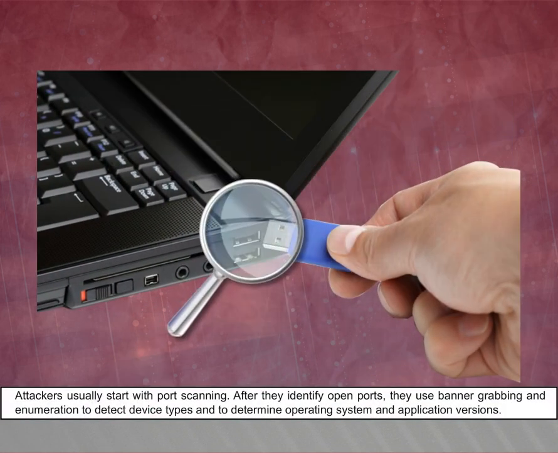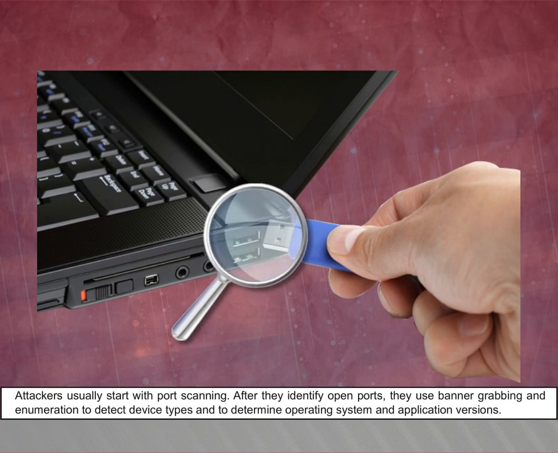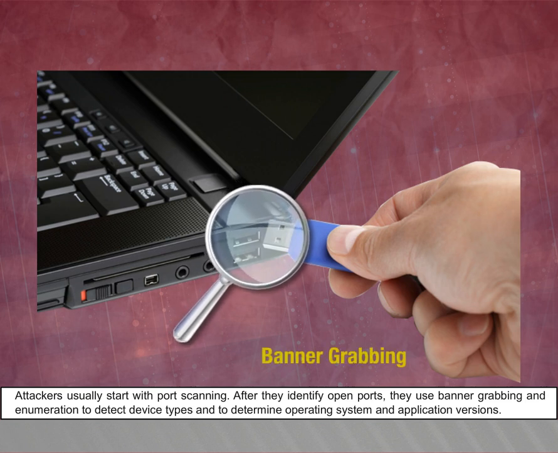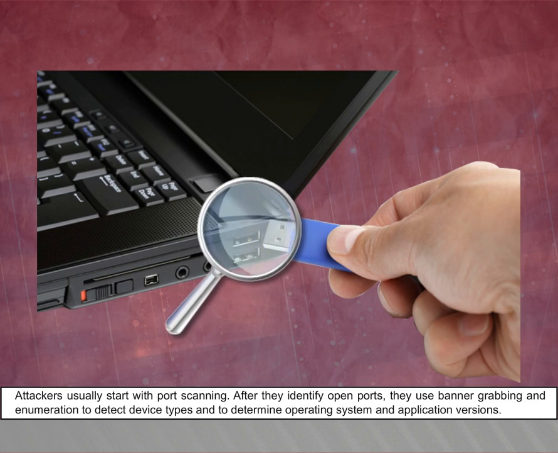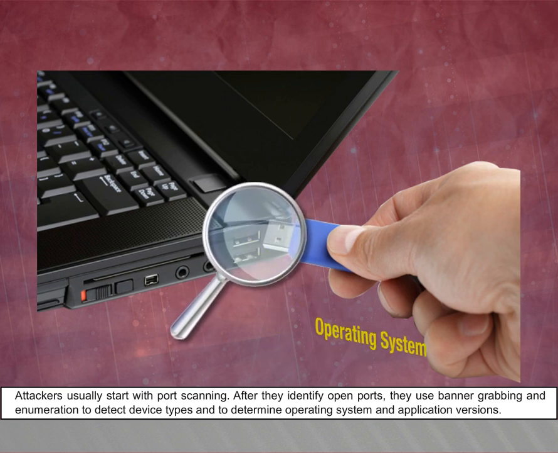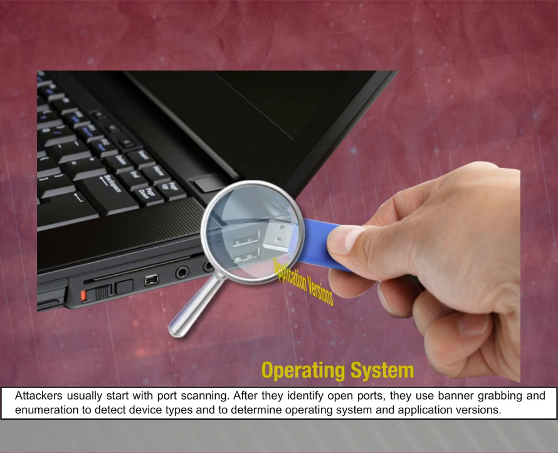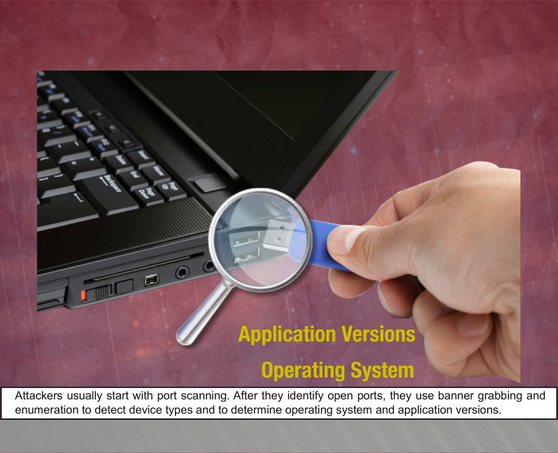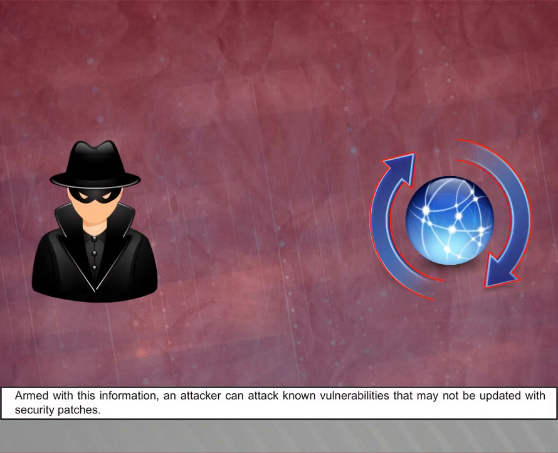Attackers usually start with port scanning. After they identify open ports, they use banner grabbing and enumeration to detect device types and to determine operating system and application versions. Armed with this information, an attacker can attack known vulnerabilities that may not be updated with security patches.